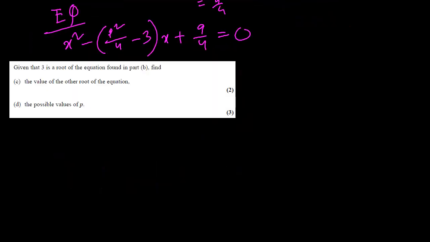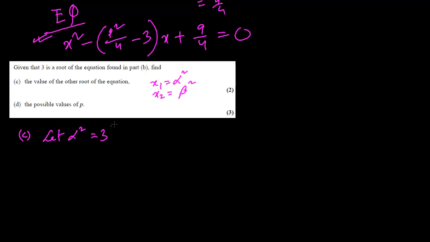Next question, given that 3 is a root of the equation found in part B. So this is the equation we have, and it is given that 3 is one of the roots of the equation, and we have to find the value of the other root. So in this case, we know the two roots are alpha squared and beta squared. So let alpha squared equal 3. So this is one of the roots. Remember, one root x1 is alpha squared, and the other root, x2, is beta squared.